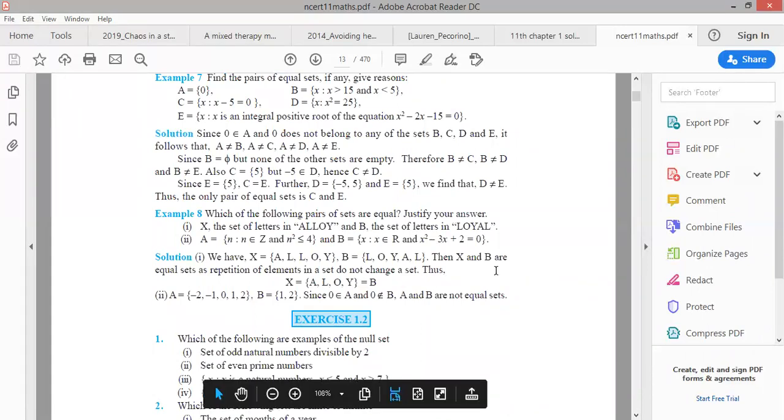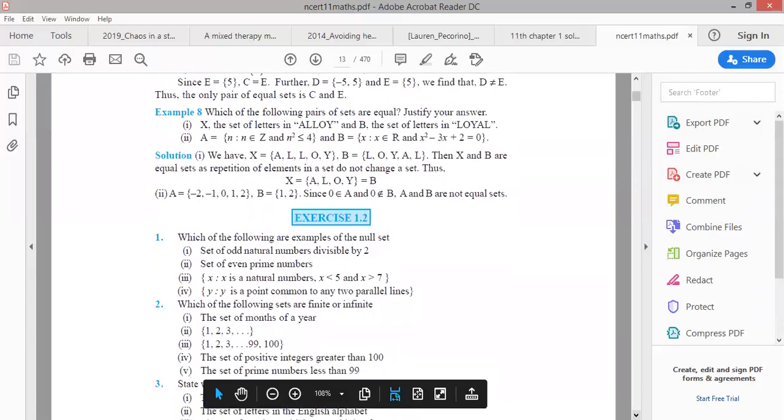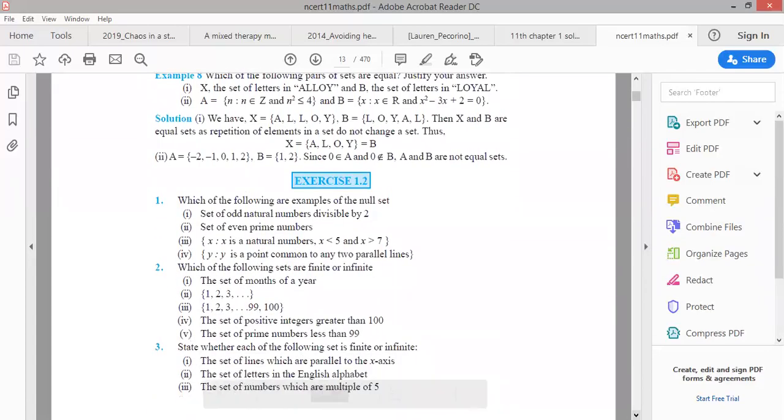So let's go to the exercise number 1.2. To solve this exercise, let's move to question number 1. In this question, we are asked which of the following are examples of null set? The first part is set of odd natural numbers divisible by 2. So we will check first of all odd natural numbers. So what are they?